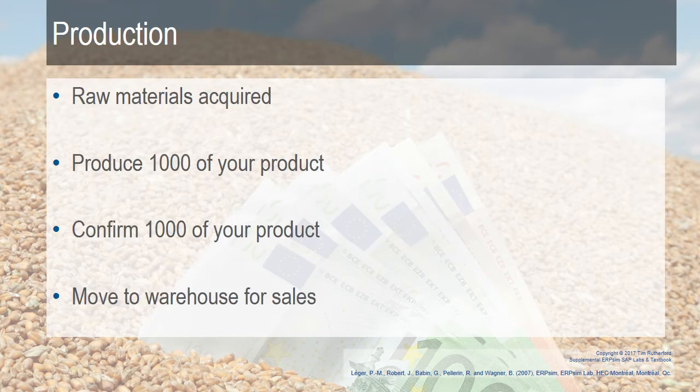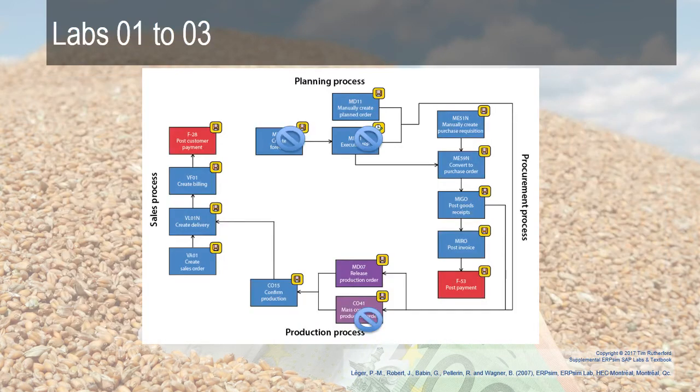So once the raw materials are acquired, you will then work on the production side, and you want to produce 1,000 of your product. There's not a whole lot you have to do within this. It's a simple transaction. You tell it you want 1,000. It pulls the raw materials in automatically because that's how the process is set up within the system. You then go in and confirm, and then you move them to the warehouse for sales. So that is lab 1.